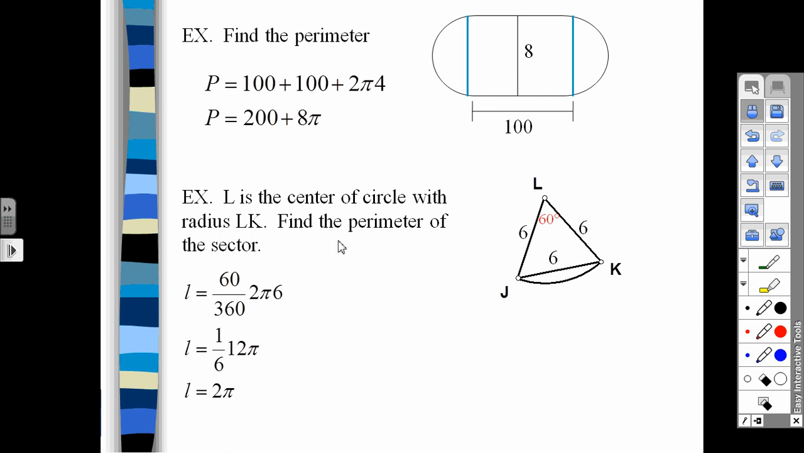So if we want the perimeter of the sector, all we're going to do is take the 6 plus the 6 plus the 2 pi and simplify. There you have it. That's it.